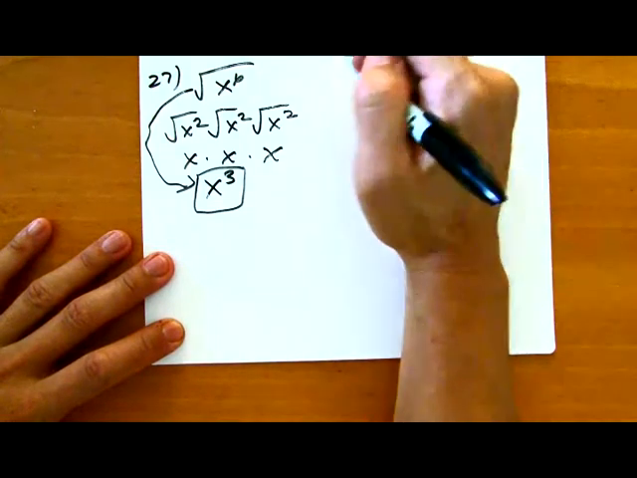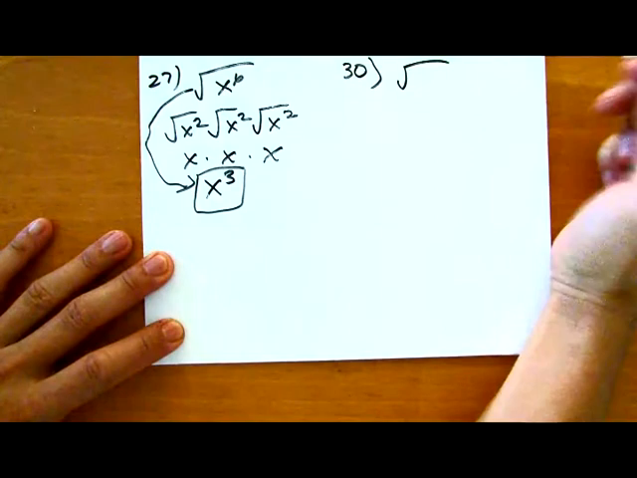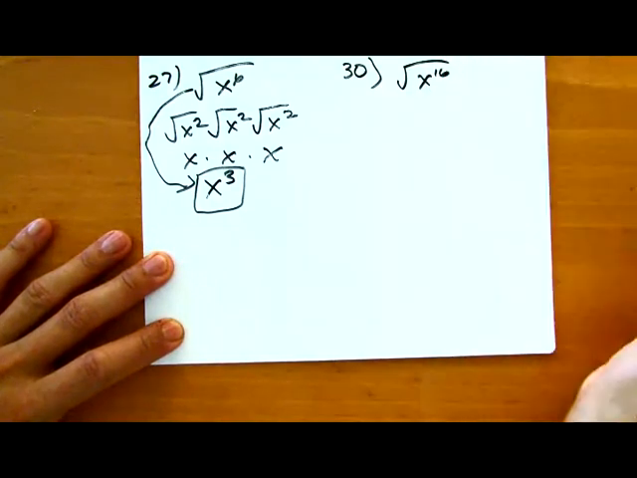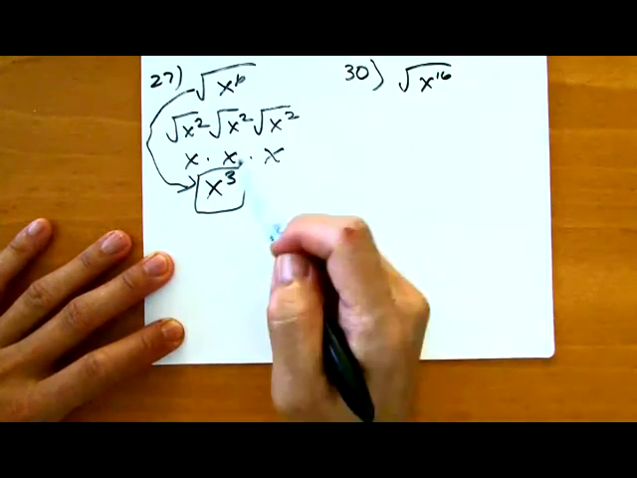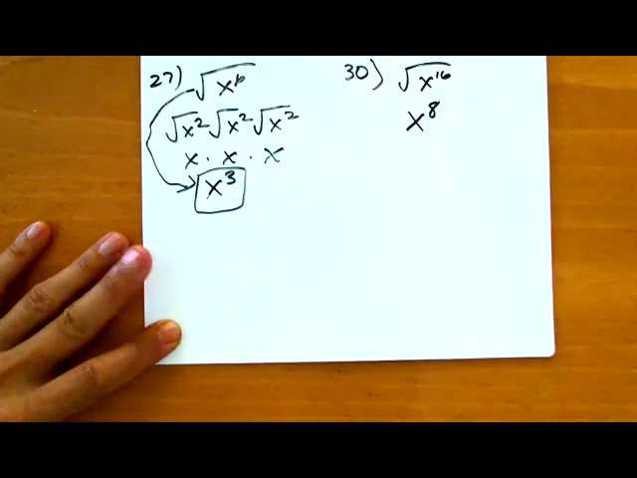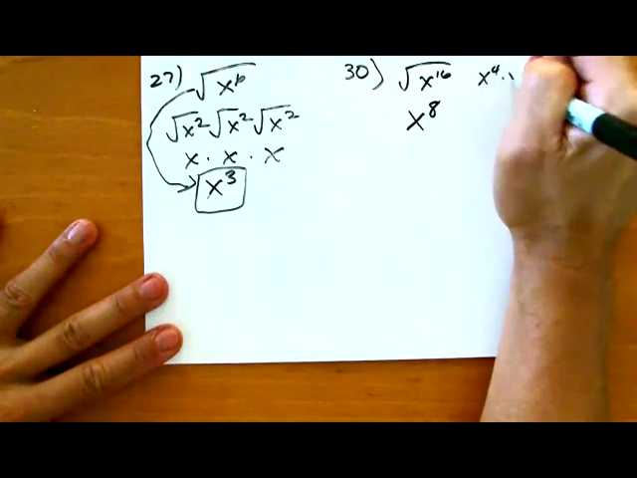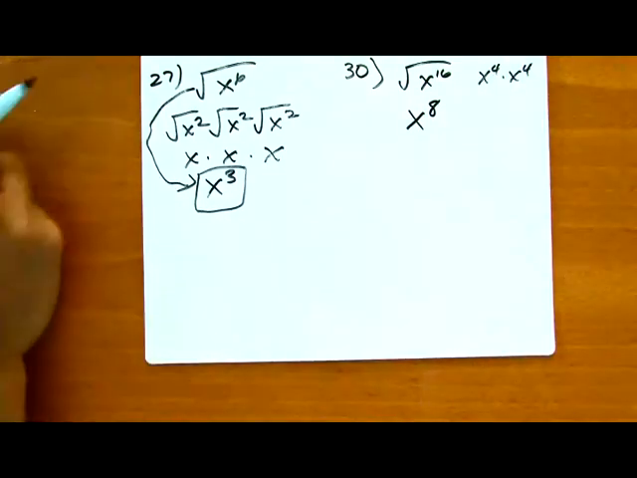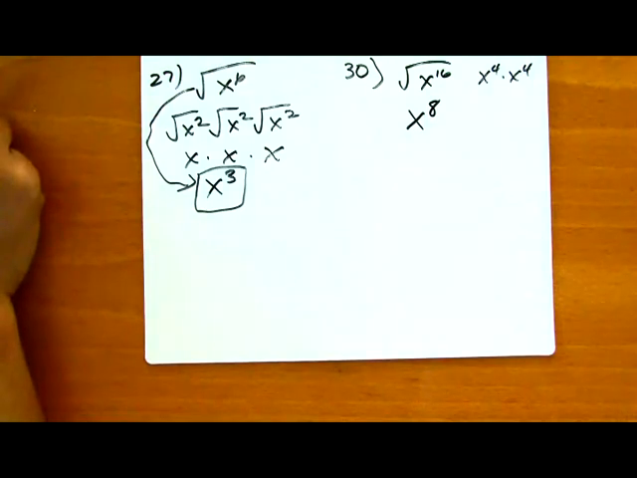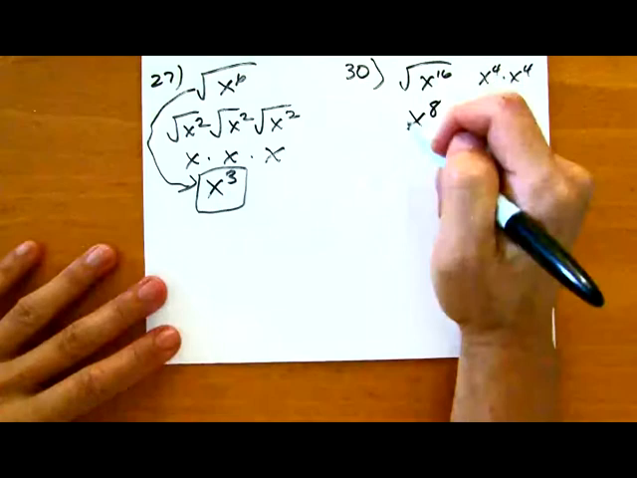Number 30. Square root of x to the 16. This would be x to the 8th, not x to the 4th. You know, x to the 4th times x to the 4th is not x to the 16th. It's x to the 8th. X to the 8th times x to the 8th is x to the 16th. This is what we're looking for.